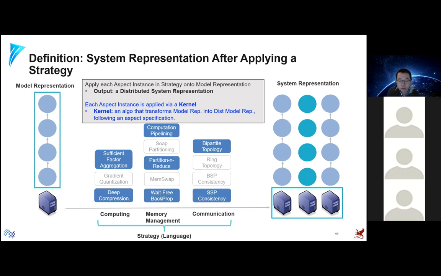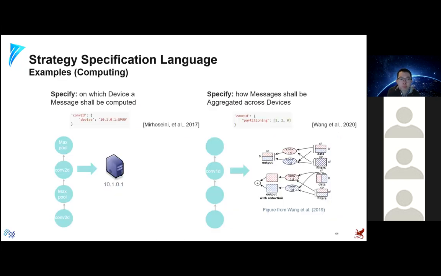Yeah. So this brings us to the next topics. First, we want to develop a strategy specification language. Second, we want to develop composable implementations, which we call kernels. You can understand the kernels as the algorithms that transform the model representation on the left into the distributed system representation on the right, following a strategy specification language. Okay, so let's look at a few examples on how to develop the strategy specification language first.